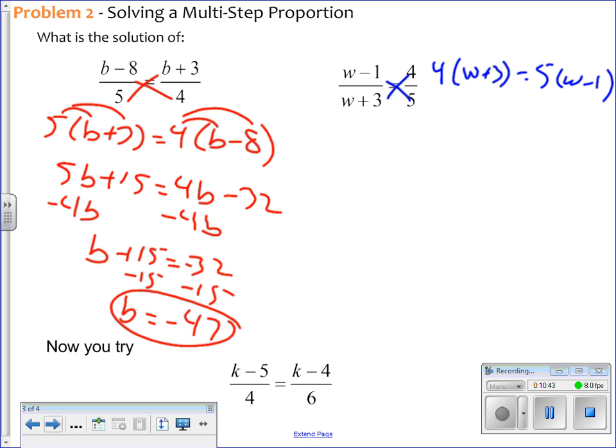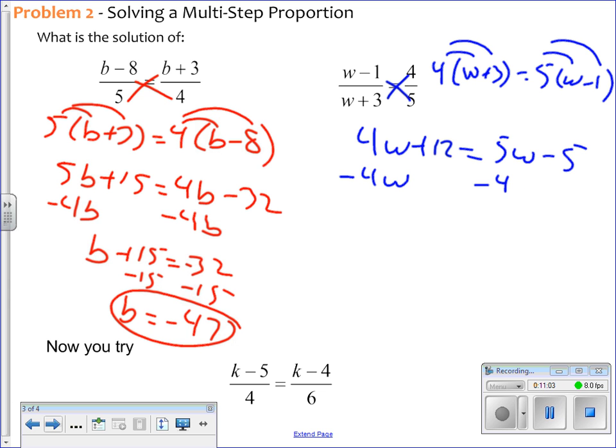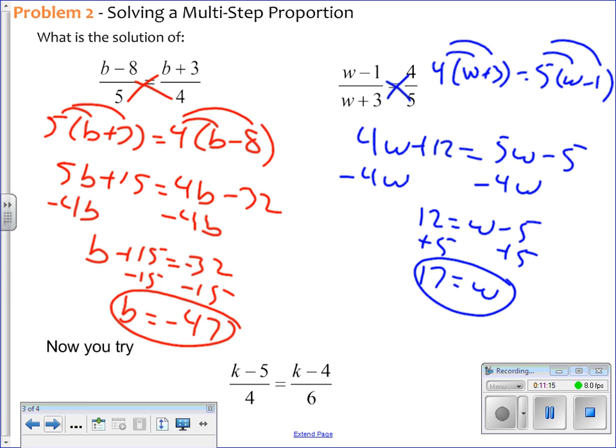Okay. Distribute the 4. 4W plus 12 equals, distribute the 5, 5W minus 5. What's smaller, 4W or 5W? 4. Subtract 4W from both sides. 12 equals W minus 5. Add 5. 17 is equal to W. You've solved it before. The first step is the only new thing. We've done the rest of it. The only new thing is that first step of the cross multiplying.